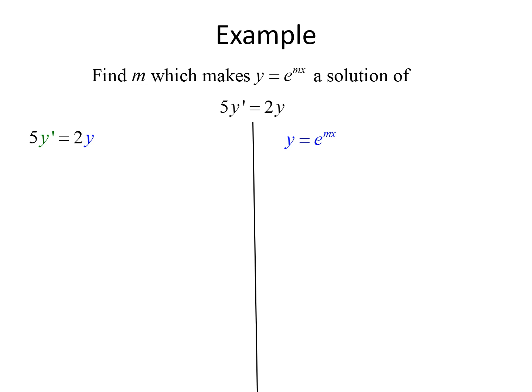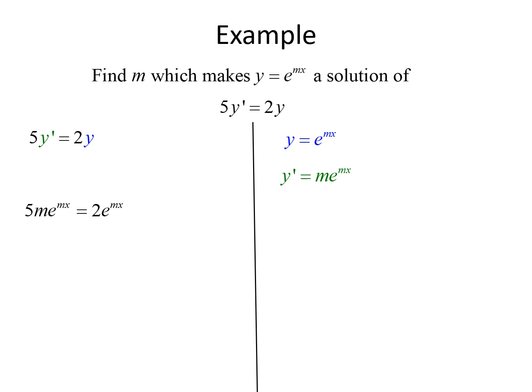We'll start by taking the first derivative. So our first derivative will be m e to the mx. And again, if this is a solution, then when we plug these expressions in, it'll give us a true statement. So we want to find out what value of m would make this a true statement.